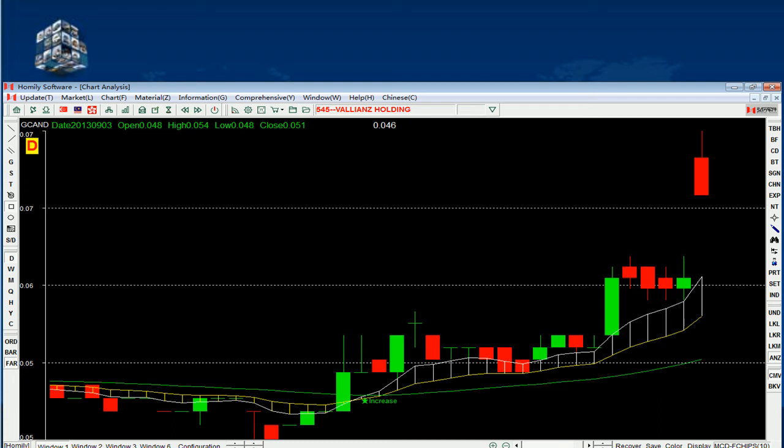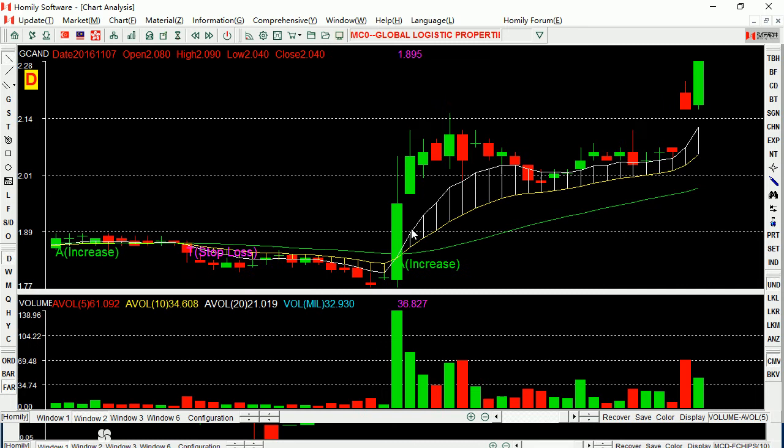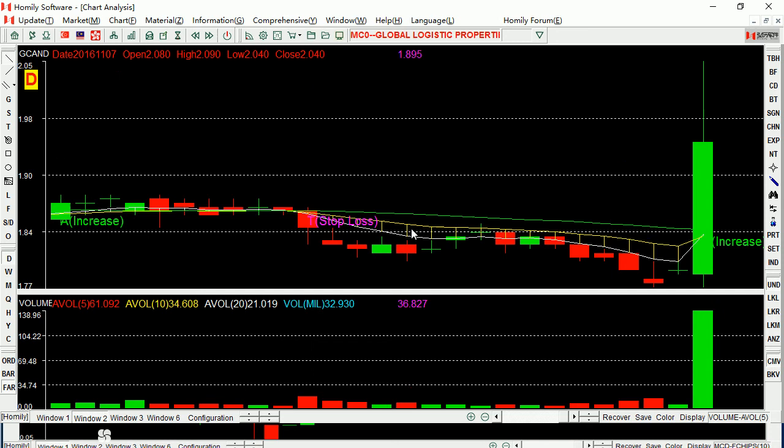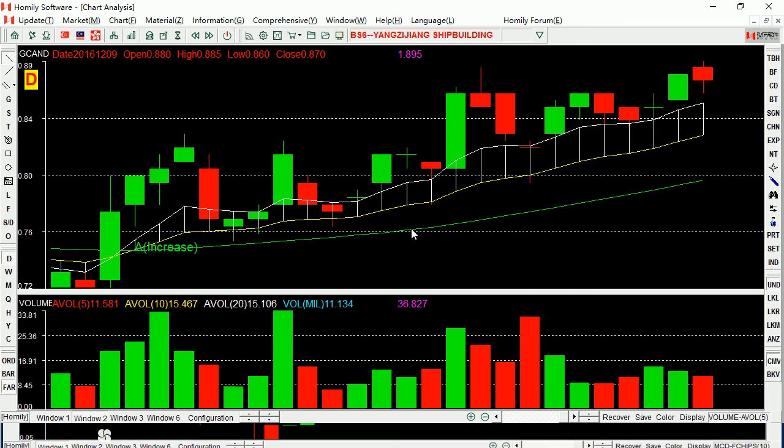Then we see here. Big bullish candlestick, upward cross, upward breakthrough of the yellow and the white line. This is the first buy point. And you can see the increase appears again, which means you can buy more, okay? So here is the buy point. Then we can see the next one. Where is the first buy point?